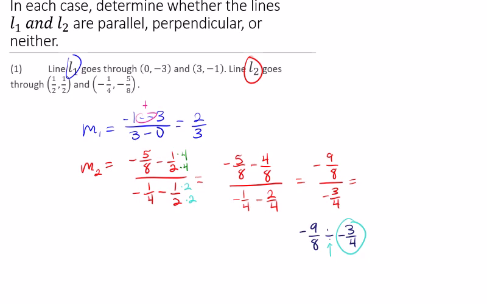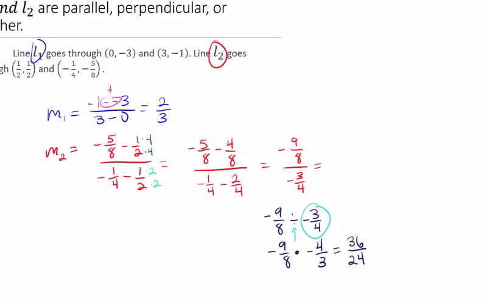Or the way I think you're trained to say it is, you keep, change, flip, right? I think is how you say it. So keep, change, flip. Flip that guy, multiply is how I like to remember it. Either way is fine. But when we multiply straight across there, -9 times -4 is +36. And 8 times 3 is 24. Okay, and then we can reduce that.